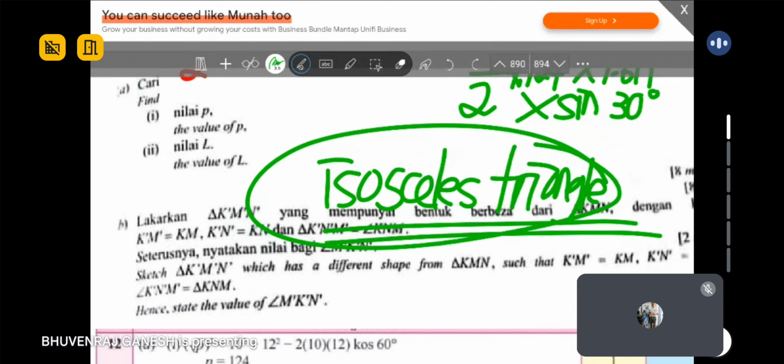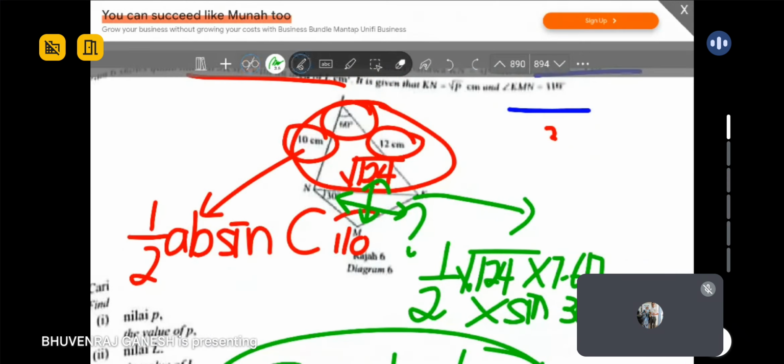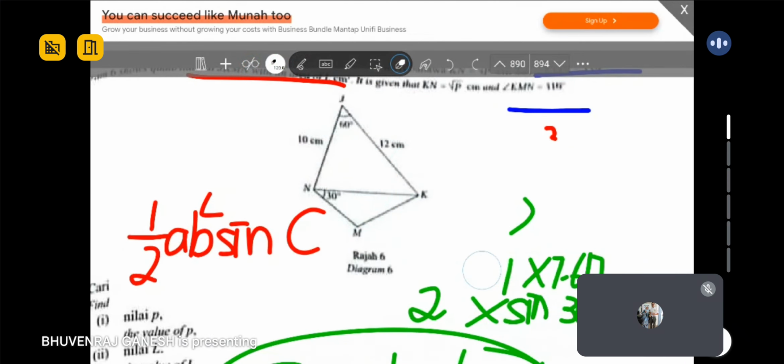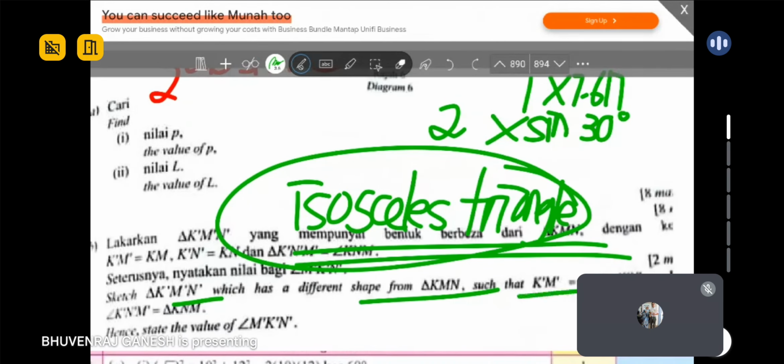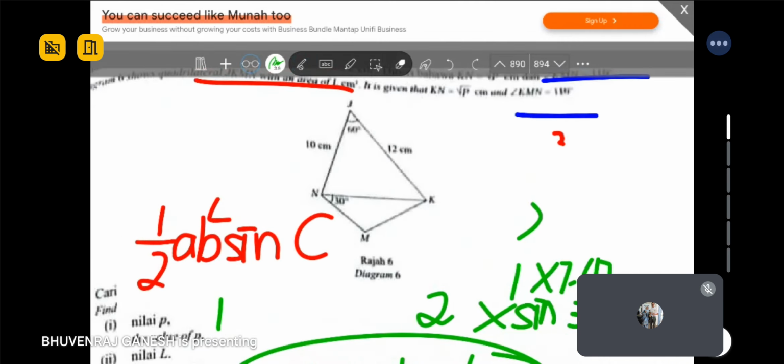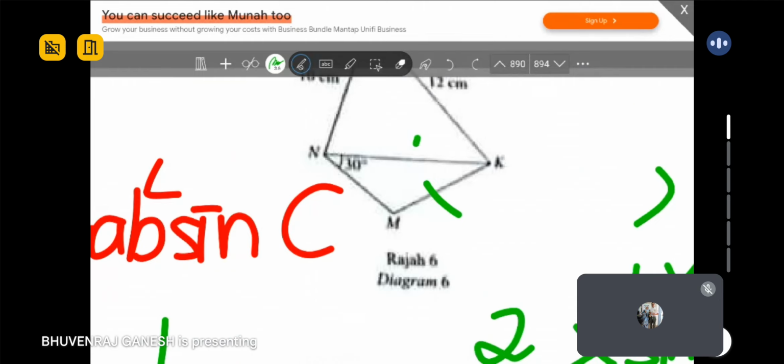Kamu kena bentuk satu segitiga kaki sama daripada maklumat yang diberi. Okay, so kamu lihatlah mereka nak KMN. Okay, so mana KMN? KMN. Okay, so guys, cuba lihat syarat yang soalan beri. Look at the condition. Okay, so they say KM dan KN kena sama. Okay, so this one and this one fix. Okay, dua ni dah fix dah.